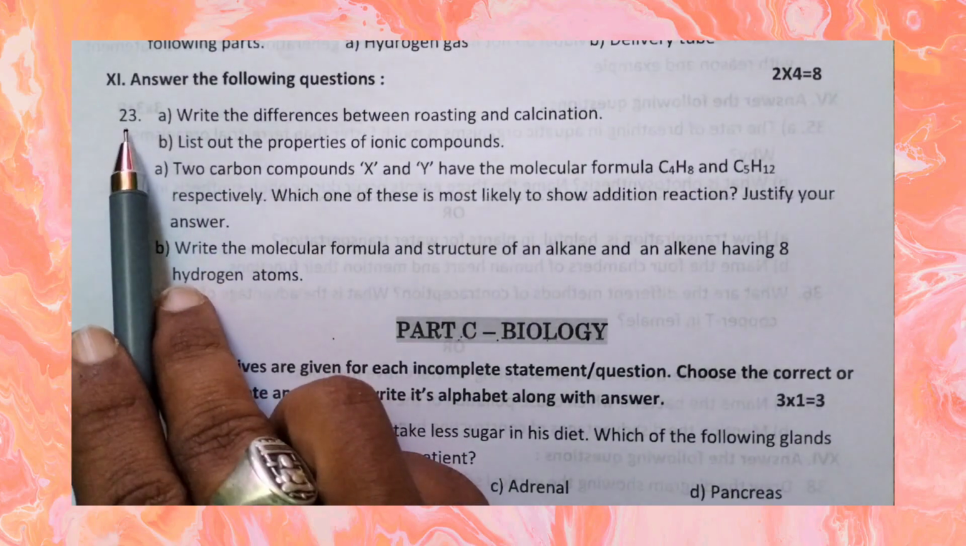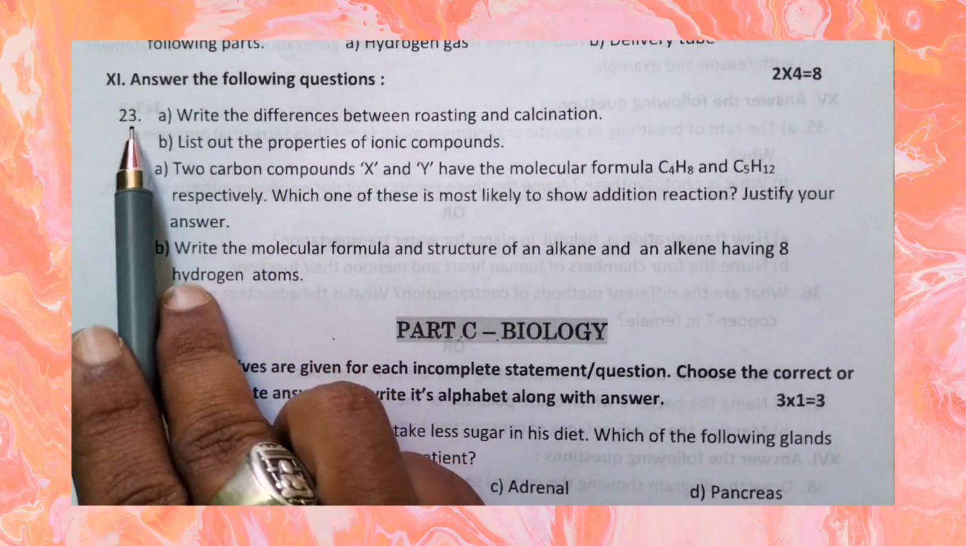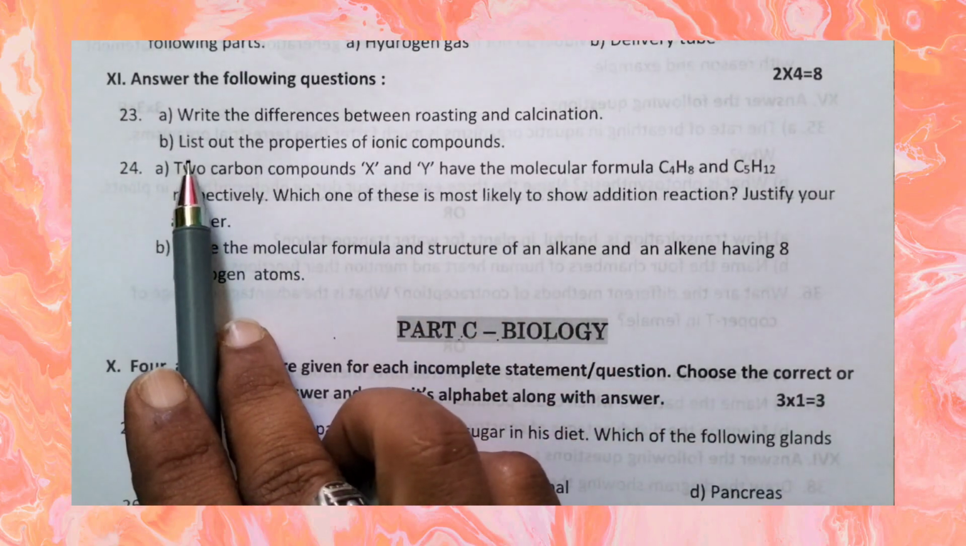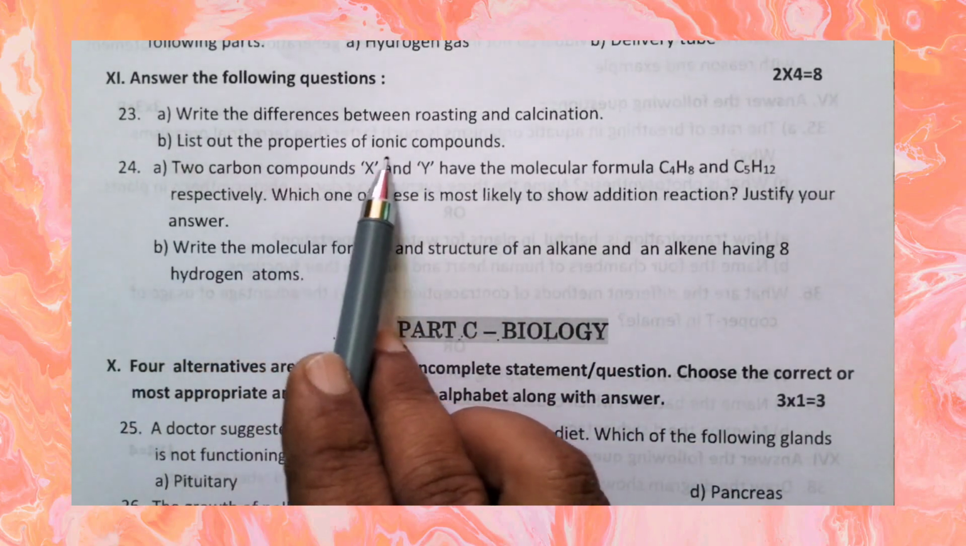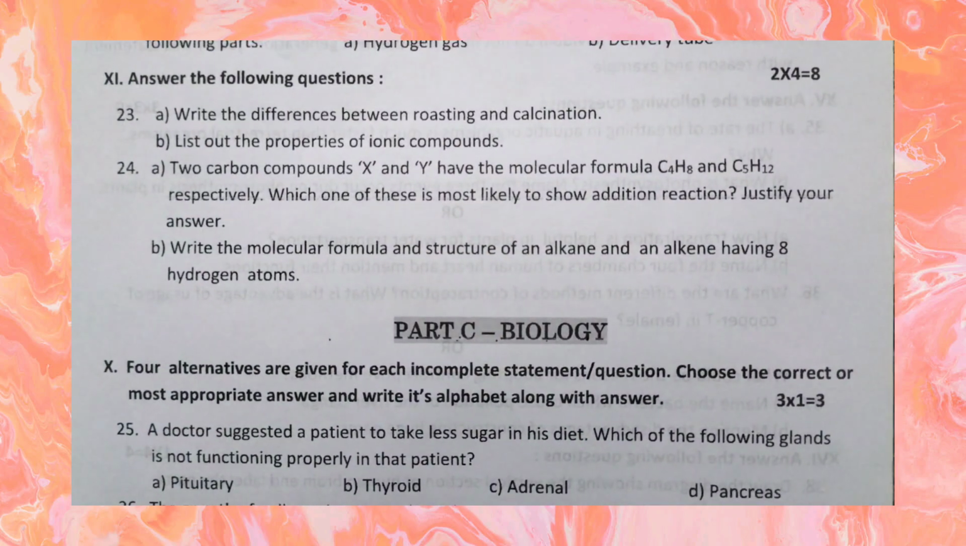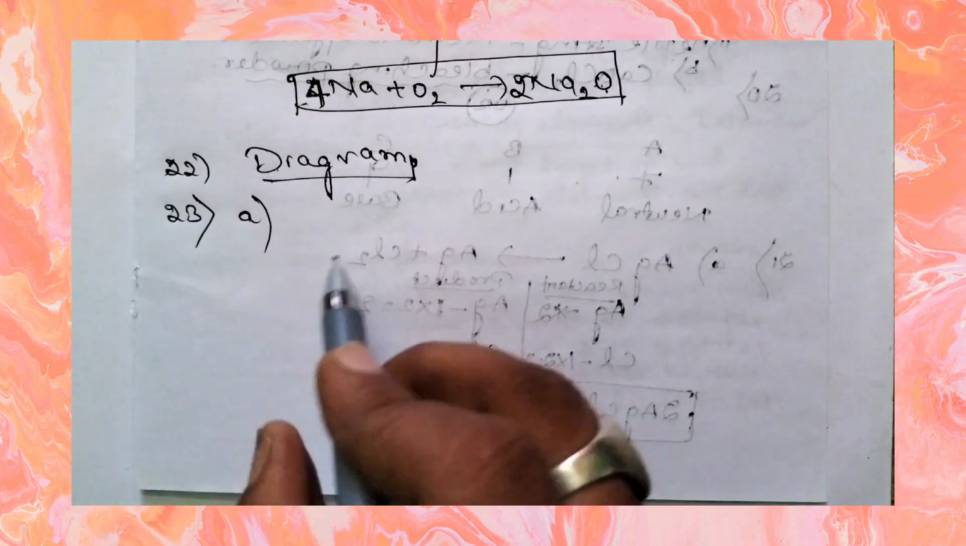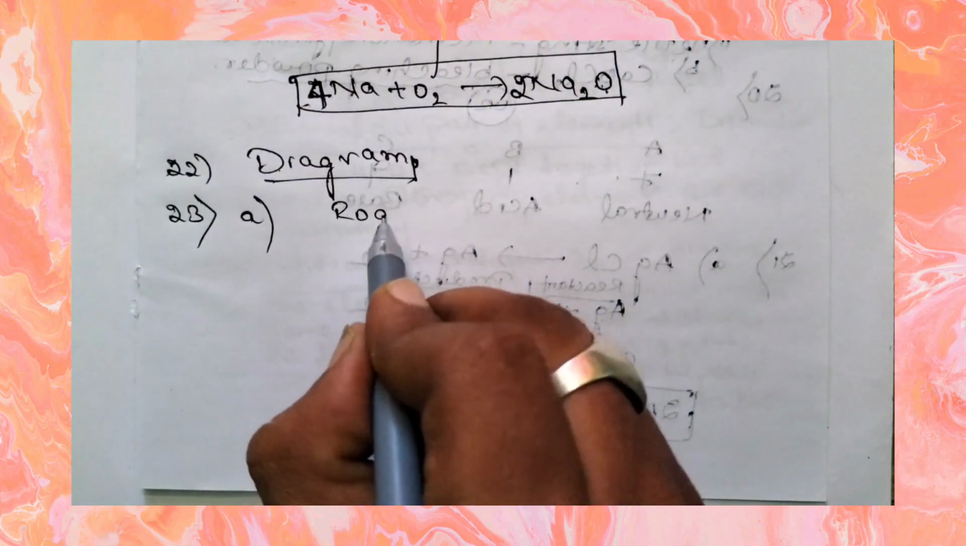The next, 22nd, is the diagram. 23rd: write the differences between roasting and calcination. B: list out the properties of ionic compounds. So let us answer these two questions. So A, difference between roasting and calcination.